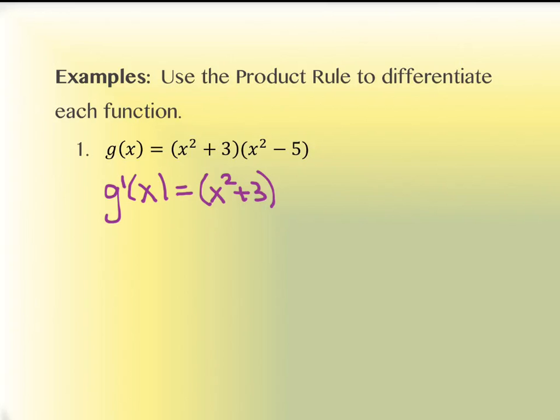The second piece, though, now I need its derivative. What is the derivative of x squared minus 5? 2x, you betcha. And then the product rule says I'm supposed to add. When I add, I now take the derivative of the first piece, that is the derivative of x squared plus 3, which is what? It's 2x. And I multiply that by the original second function, x squared minus 5.